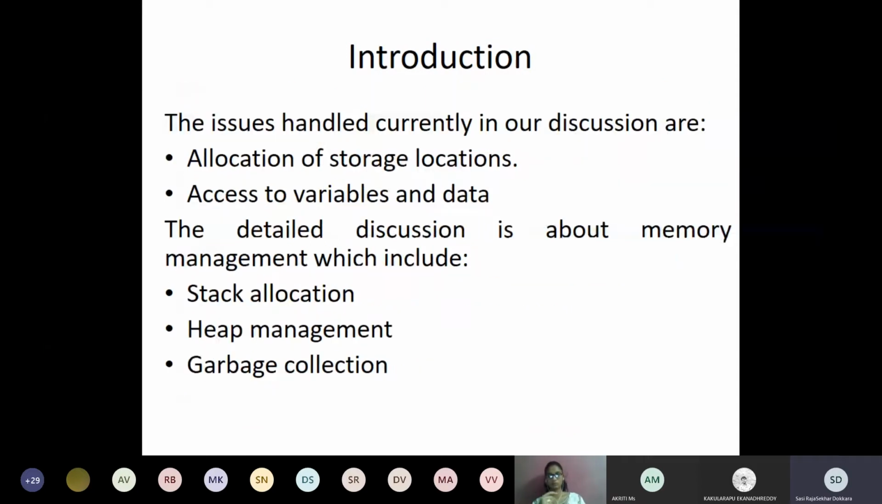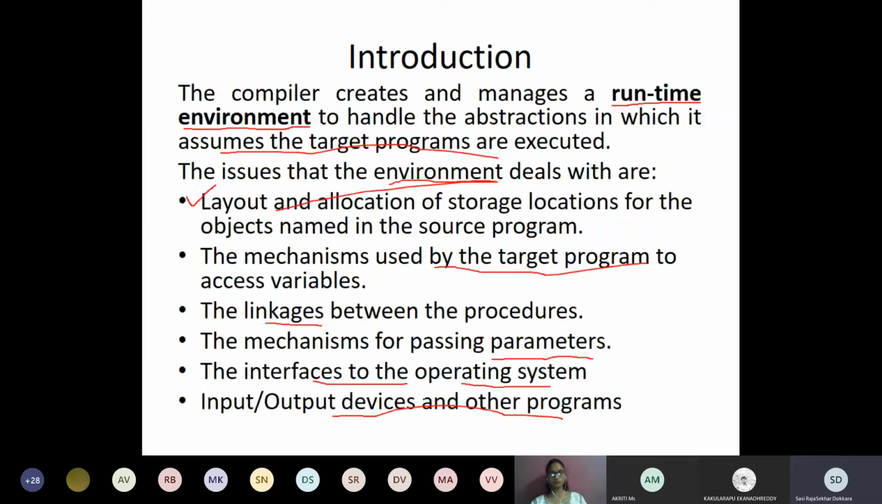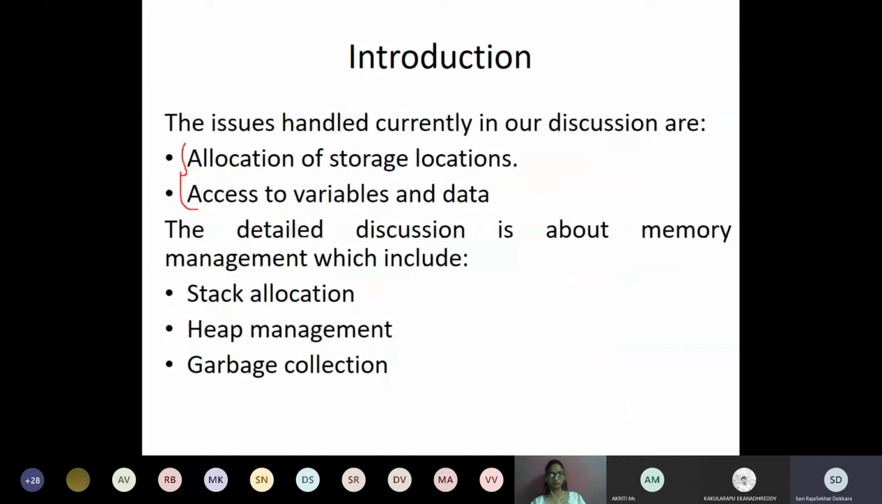Coming to our discussion, we are definitely not going to talk about all of them. We are going to discuss two very important things among them. One is the allocation of storage locations, and number two, access to variables and data. If you see here, the first two things: the layout and allocation of storage locations, and then the mechanisms used by the target programs to access variables. These two things are going to be the discussions that we are going to have here.